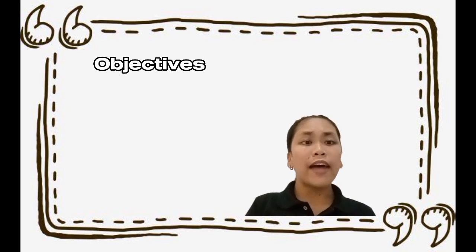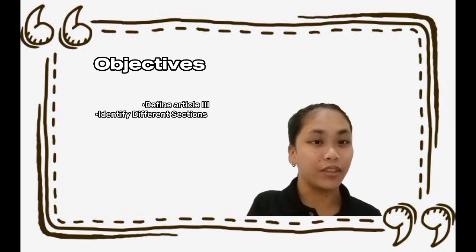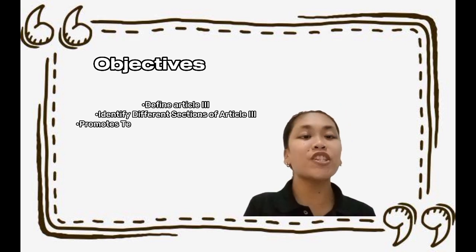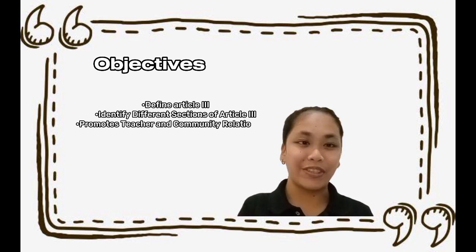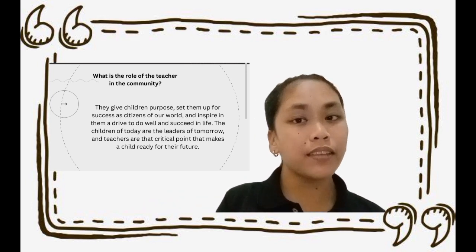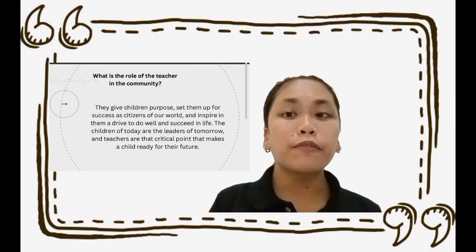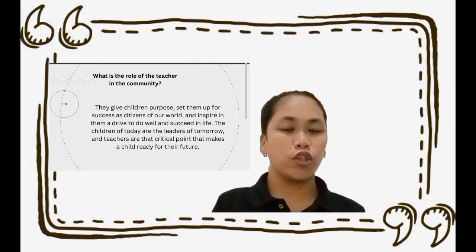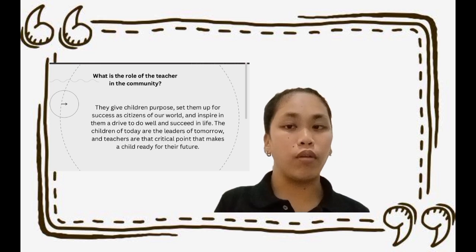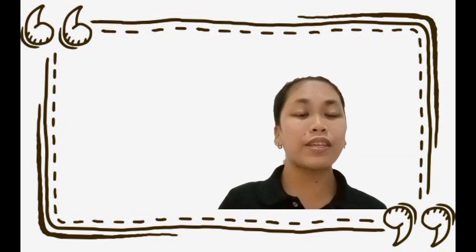My objectives are: define Article 3, identify different sections of Article 3, and promote teachers and community relationship. Let's start. What is the role of the teachers in the community? They give children purpose, set them up for success as citizens of our world, and inspire in them a drive to do well and succeed in life. The children of today are the leaders of tomorrow, and teachers are the critical points that make the children ready for their future. Now, we know the purpose of the teachers in the community.